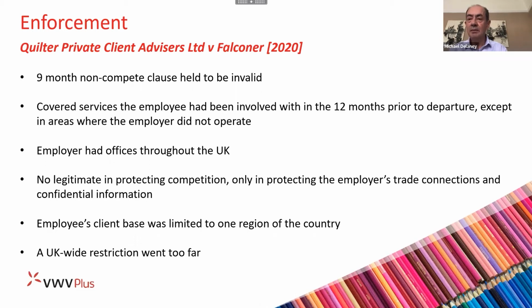The other point as well of note is that although she was prevented from competing for 9 months, she could compete with Quilter in areas where Quilter didn't operate, but Quilter has a national branch network throughout the United Kingdom. So again, what Quilter were trying to do was impose restrictions that went beyond protecting their legitimate client base. And I think the other point to note is that in Quilter, the employee only worked out of one branch office, and had the covenant restricted her maybe from dealing with clients out of that branch office, then the clause may have been enforceable, but it went beyond that.